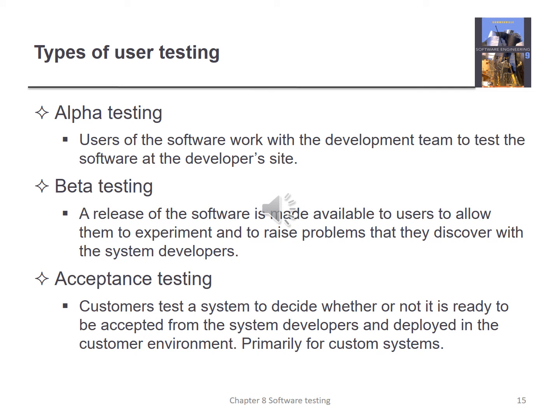When we're done with the alpha and beta and everything is okay, then we release the whole system to everybody in acceptance testing. In acceptance testing, the customer tests a system to decide whether or not it is ready to be accepted from the system developer and deployed in the customer environment, primarily for custom systems, which it is now. It's the final release and we send it to everybody.